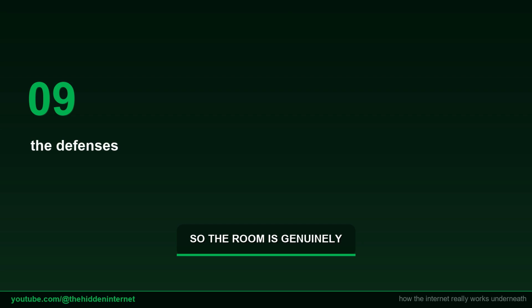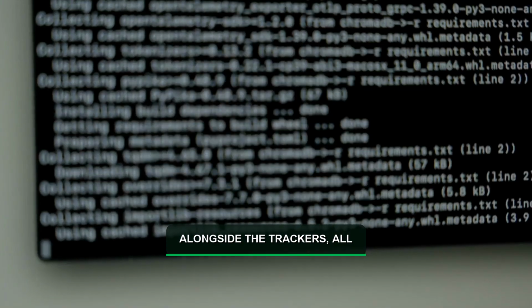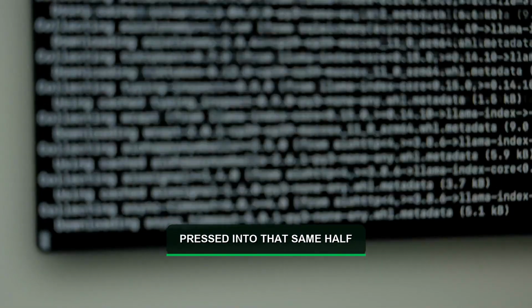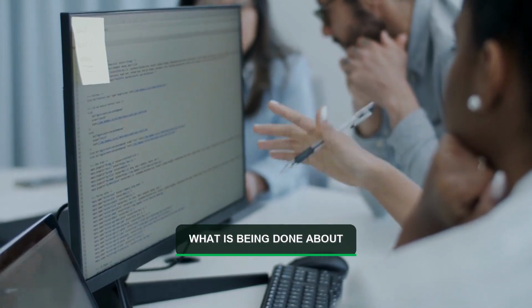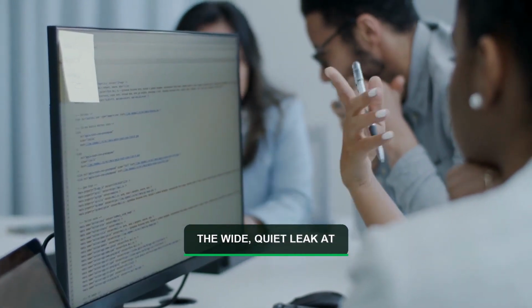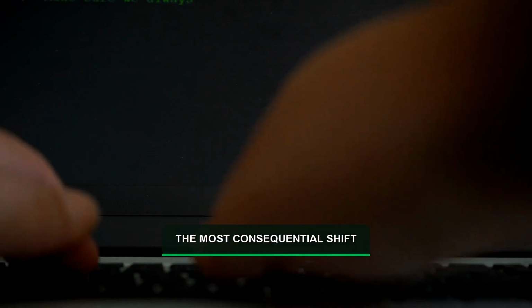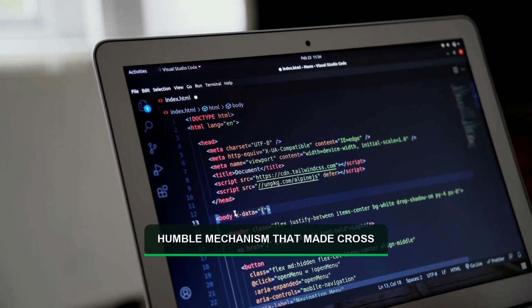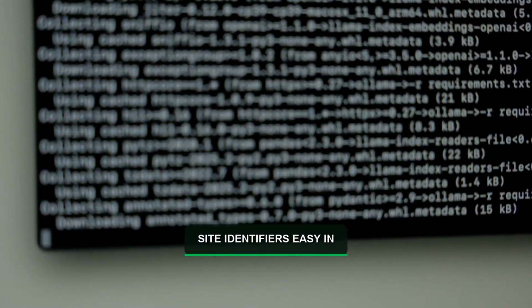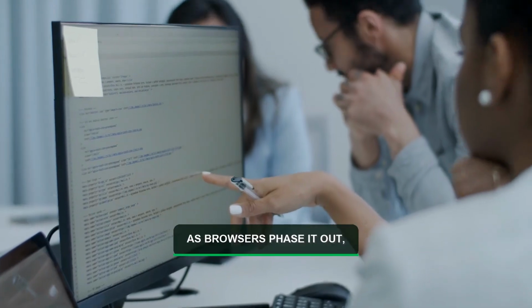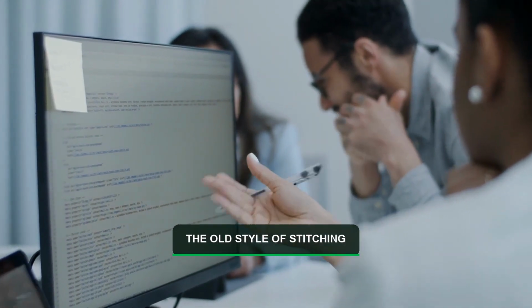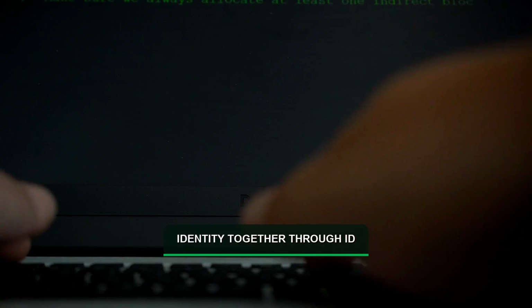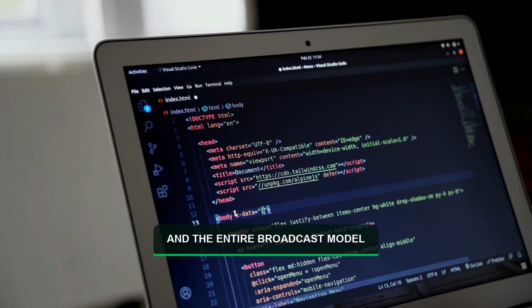So the room is genuinely mixed, funders and buyers and referees crowded in alongside the trackers, all pressed into that same half second. The defenses, so what is being done about the wide, quiet leak at the center of all this? The most consequential shift is the slow retirement of the third-party cookie, the humble mechanism that made cross-site identifiers easy in the first place. As browsers phase it out, the old style of stitching identity together through ID syncing gets much harder, and the entire broadcast model has to be rethought.